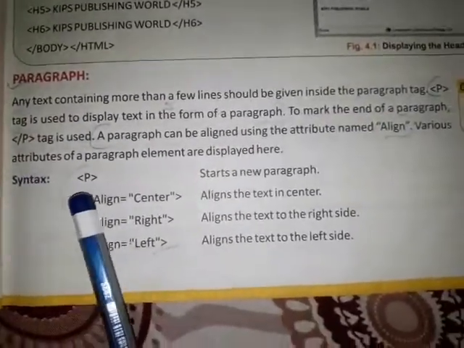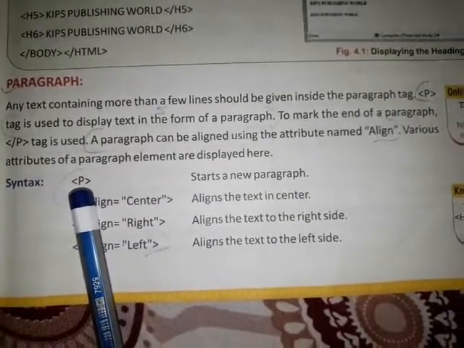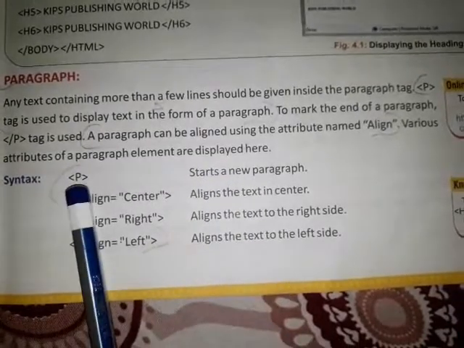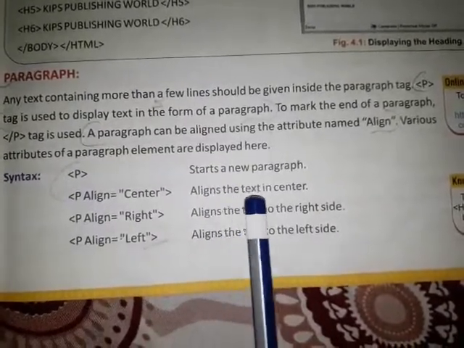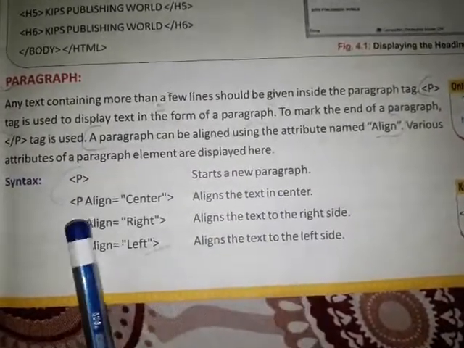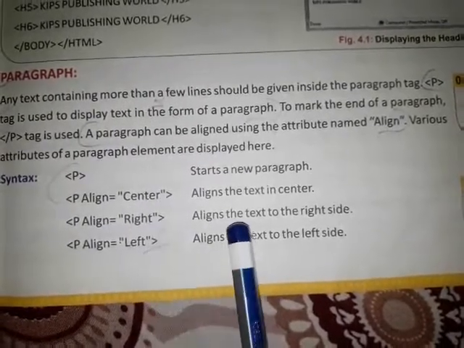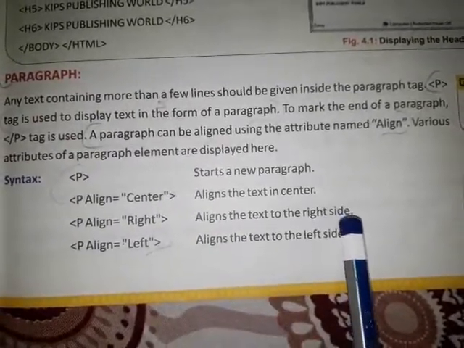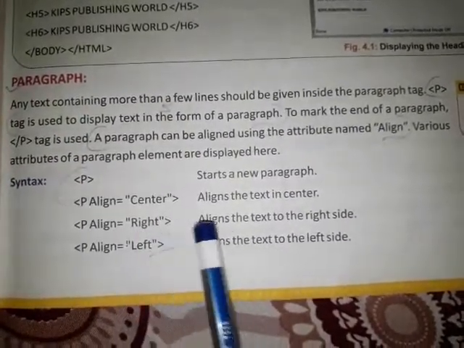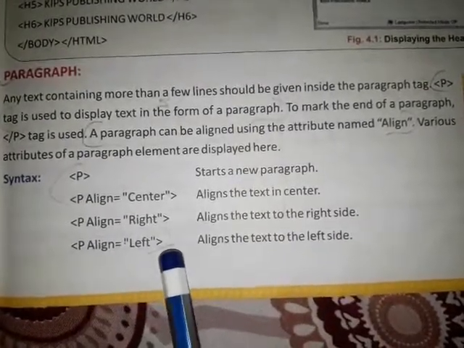Let us see over here. This is an example. P tag open, and to start a paragraph we have to use the P tag. Align the text in center. If you want to align the text in the center of the web page, then you have to use P align equals to center. If you want to align the text to the right side of the web page, then you have to write P align equals to right. If you want to align the text to the left side of the web page, then you have to use P align equals to left.